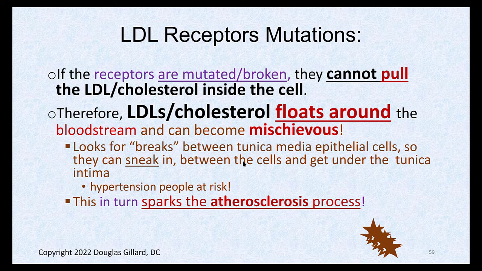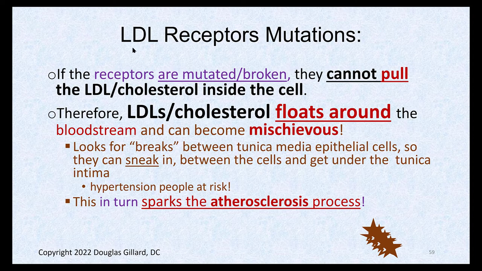Who knows what is the start of atherosclerosis? How does it start? Who's the culprit? It's LDLs. LDLs are the culprit. Those LDLs, if they're not pulled inside the endothelial cell to get rid of them, they float around the blood and they look for damage in the endothelial lining. If two cells are pulled apart, the LDL can sneak right between the endothelial cells and get underneath the endothelial cells, and the body sees them and all hell breaks loose. Get a wicked inflammation, and that is the start of atherosclerosis.